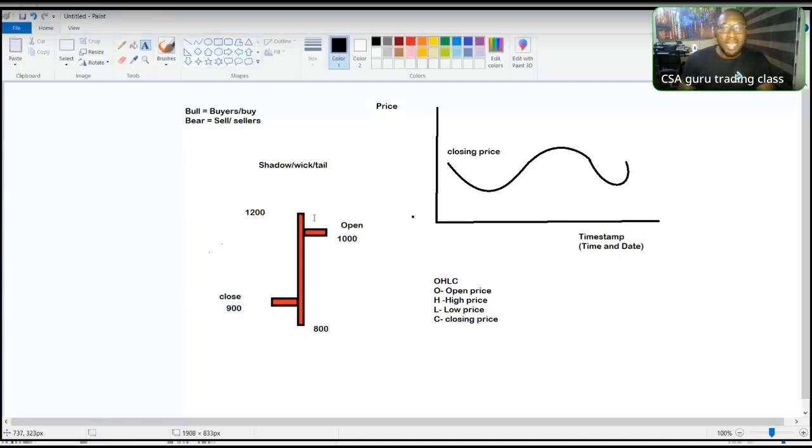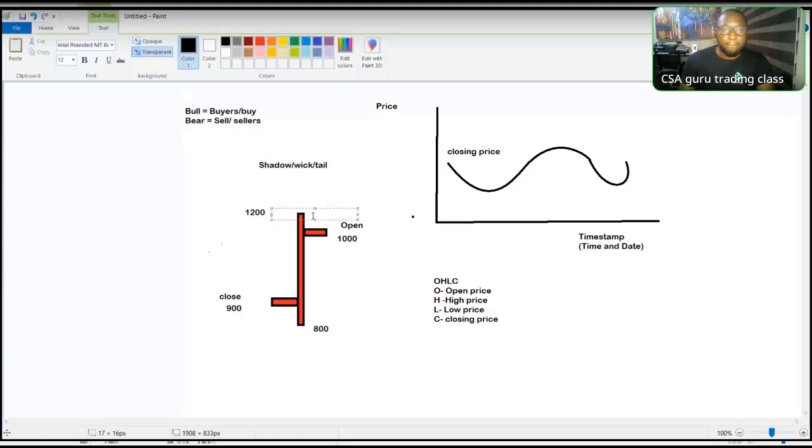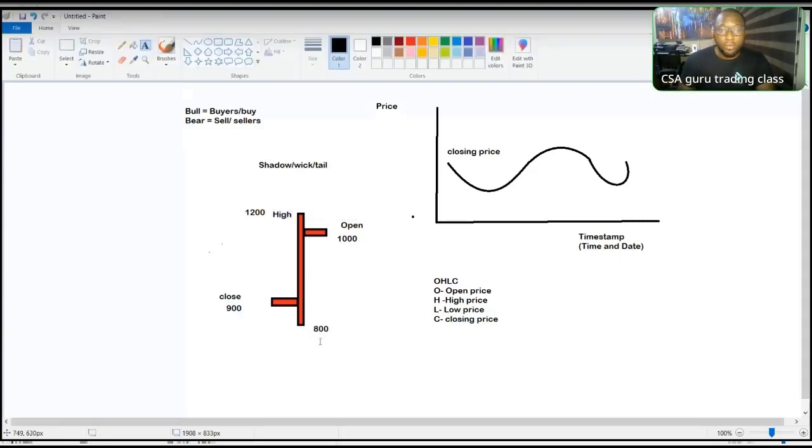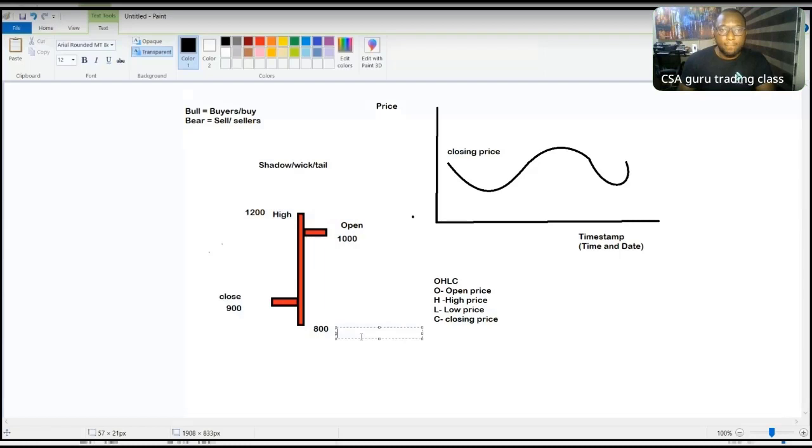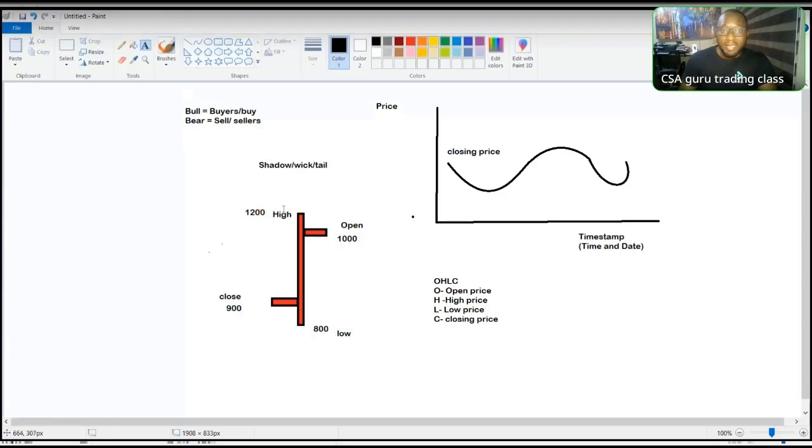So this is the high. This is our high. This is our low. 800 is our low. So we have the high, which is the highest price for that day. For example, this is the daily chart. The highest price for that day is 1,002. The lowest price for the day is 800.